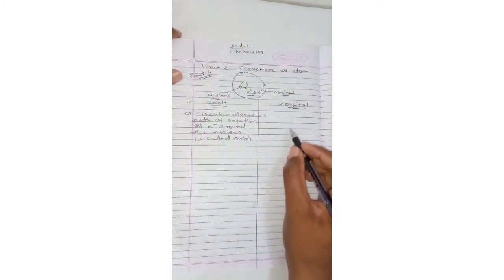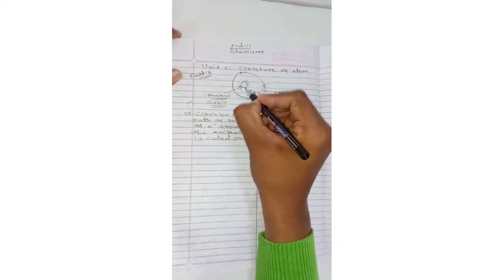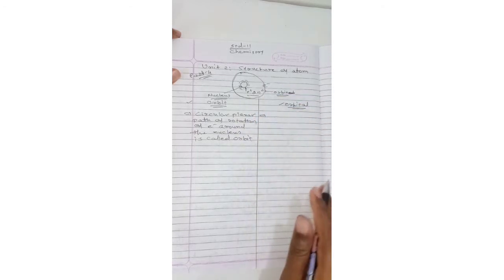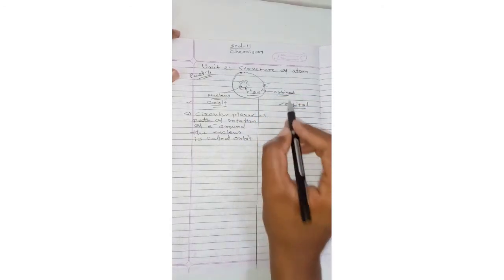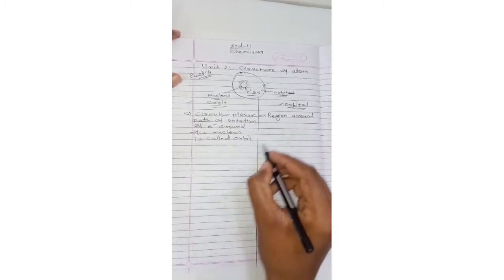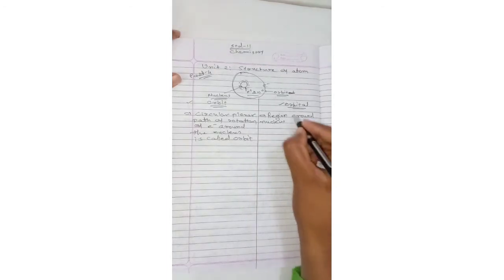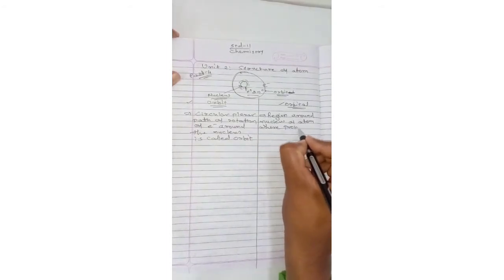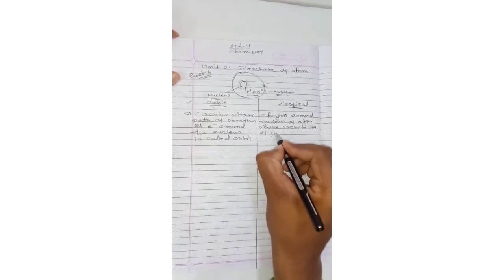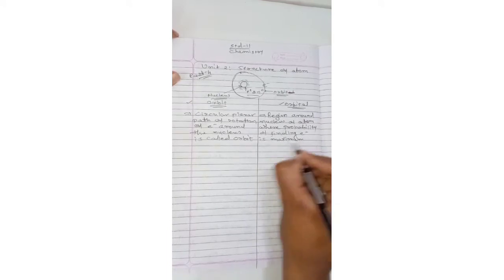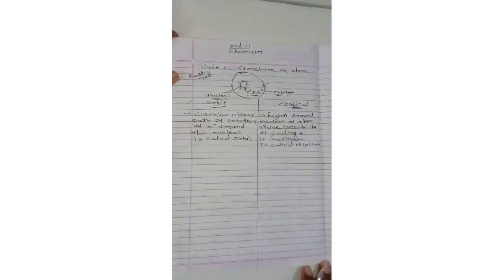Now, what is an orbital? The region around the nucleus where the probability of finding electrons is maximum is called an orbital. The region around the nucleus of an atom where the probability of finding an electron is maximum is called an orbital.